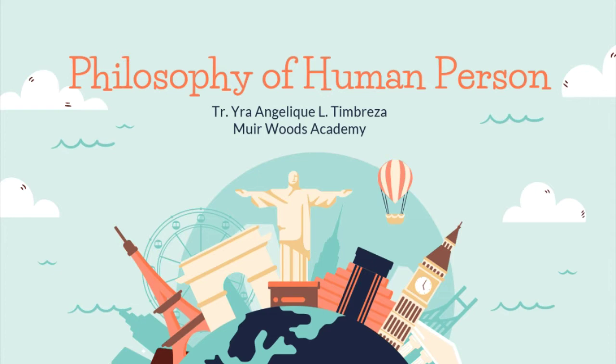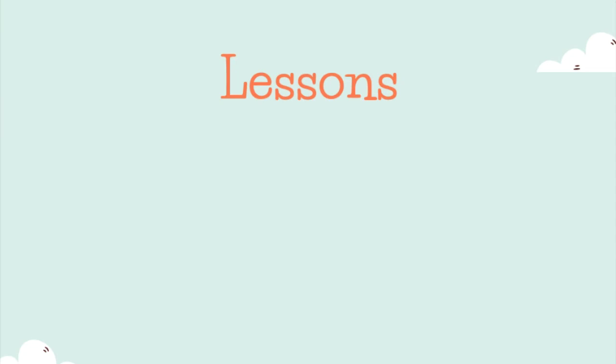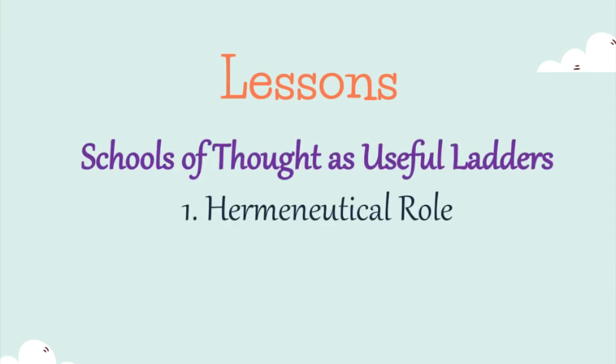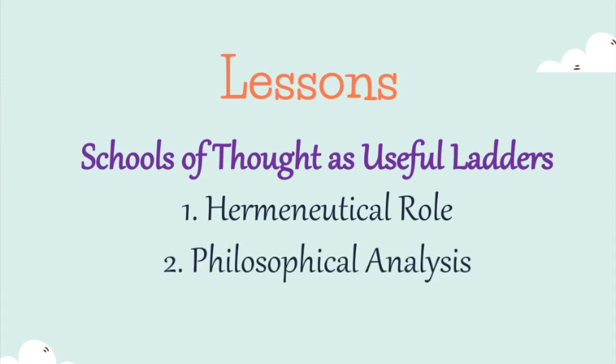Last meeting, you learned the different methods or techniques used by philosophers to test truth claims: the correspondence theory, which shows the relationship of text and actions; the context principle, which shows the notion of sense and reference; and lastly, the phenomenological existential, which tells us that we reflect through our experiences because we are conscious beings. So today, we are going to discuss all about the schools of thought as useful ladders, specifically hermeneutical role and philosophical analysis.